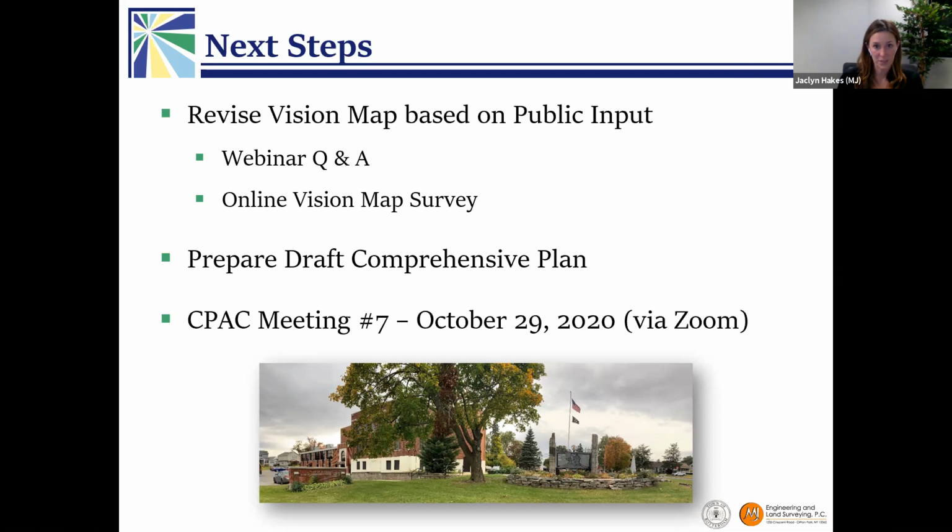At this point, we do tentatively have a committee meeting scheduled for next Thursday, October 29th. That will be via Zoom, and so we will be providing information on the project website of how to listen in on that public meeting, or that committee meeting rather. And we will be discussing some of the input that we have gotten to date.